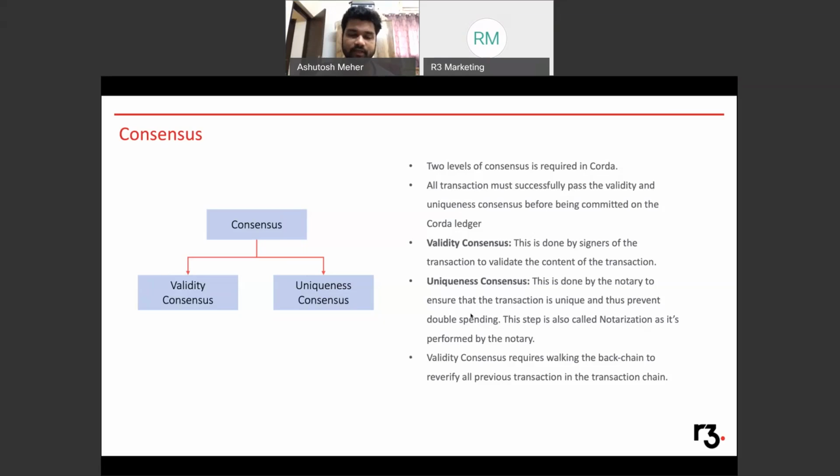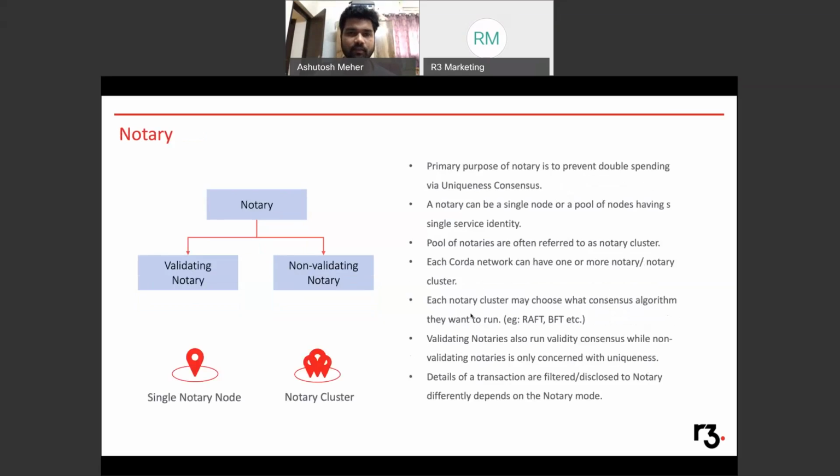And the next part is the uniqueness, which is basically just making sure that it's not a case of double spend. So let's learn a bit about the notary. What exactly is the notary? Like we said, it's a logical construct. It's a component in the network just for the sake of preventing double spending. Because Corda is point to point, you can't really do the double spending checks at the individual participant level. So that's why we needed something to do that, and that thing is called the notary.